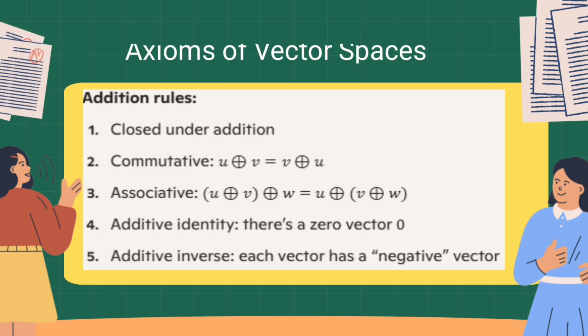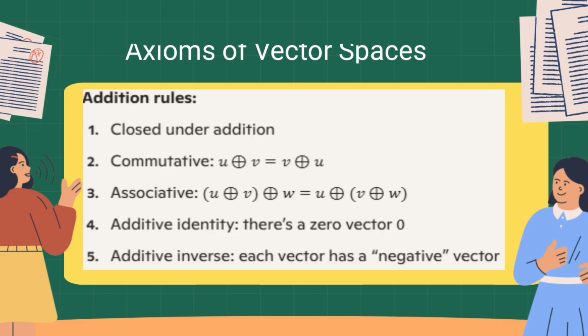Next, number 5, additive inverse. Each vector has a negative vector. It means that every vector must have an opposite. For example, the inverse of (3, 4) is (negative 3, negative 4). Adding them gives the zero vector. This guarantees we can cancel out vectors.